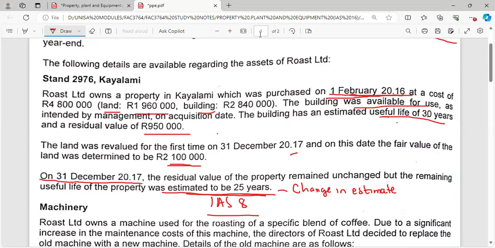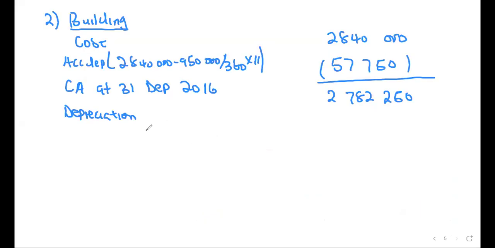Okay, let me just go here. Which figures are we going to use? There was a change in estimate here. Are we going to use here or what? So which means we are going to have 2,782,000. Whenever there is a change in estimate, you start from that change in estimate, which means the carrying amount minus the residual value, divided by that's 26 years. That is going to be the depreciation for the current year.